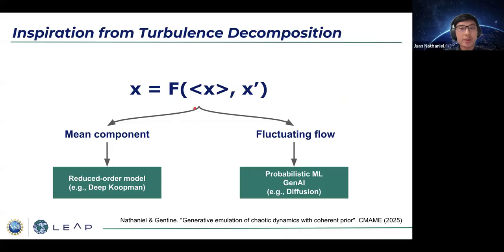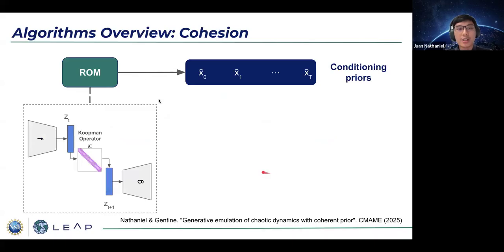This is just inspiration from turbulence decomposition, where most of the dynamics can be represented by a mean component and some fluctuating flow. In a lot of the literature, this is called the closure term. What we do is model the mean component with something like a reduced order model, like deep Koopman operators, and the fluctuating flow we can model with some diffusion-based modeling. So that's the general idea.